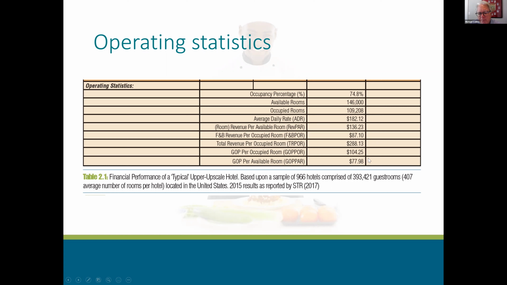So this is based upon that. The occupancy percentage in 2015 nationwide in the US was around 74.8% for upper upscale hotels. So a 400-room hotel is going to have 146,000 available. They're going to average 109,000 occupied, average daily rate, RevPAR, food and beverage revenue per occupied room, total revenue per occupied room, etc. GOP per occupied room.